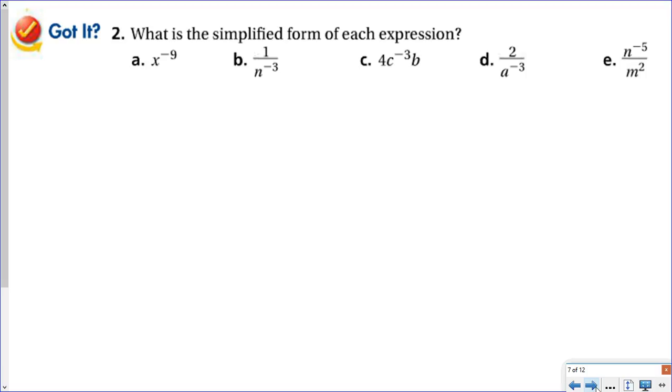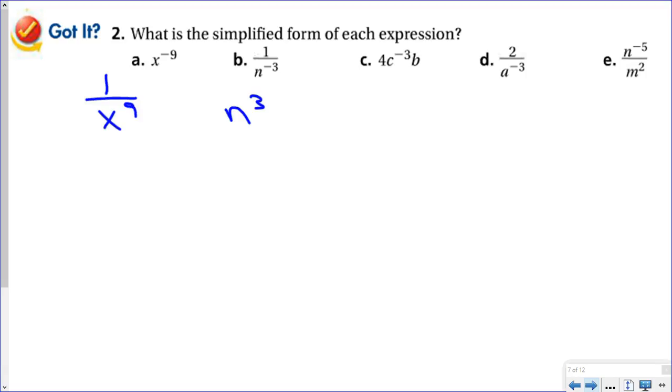All right. Oh, so real quickly here, your answer for A would be 1 over x to the 9th power. Move it down to make it positive. Letter B, you'd have to move it up. So if you move it up, it'd be n to the positive 3rd power with a 1 on bottom if you choose to. You don't have to.